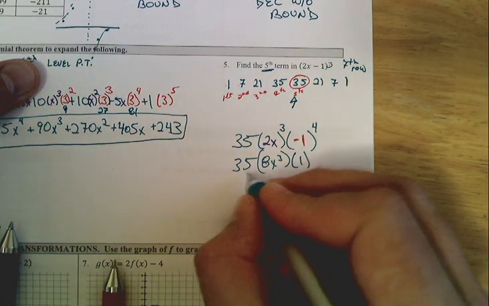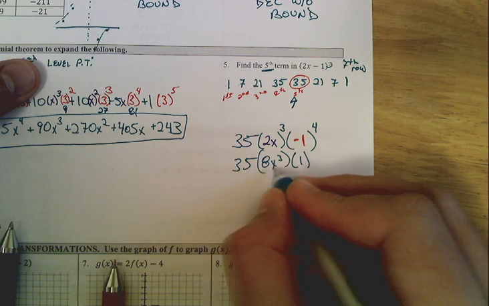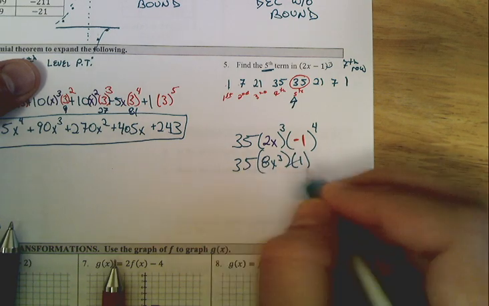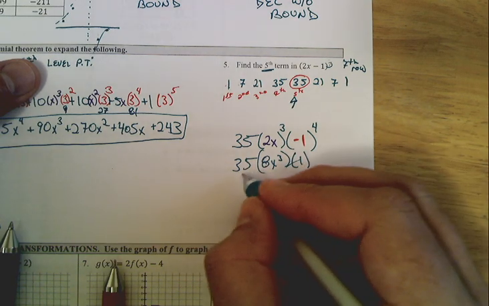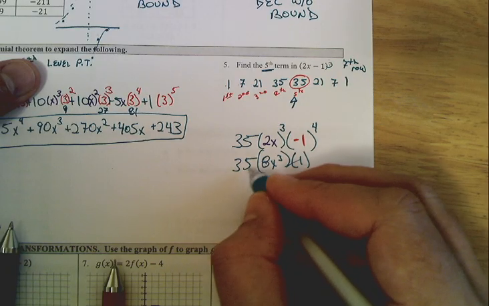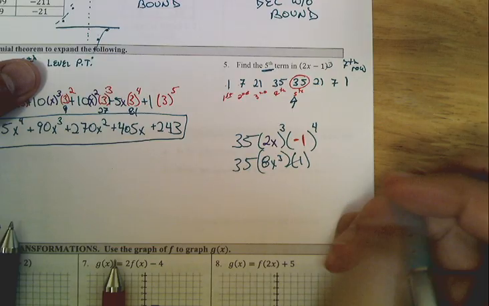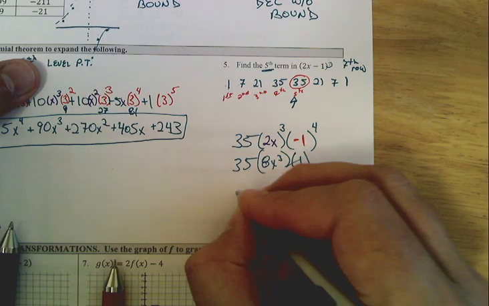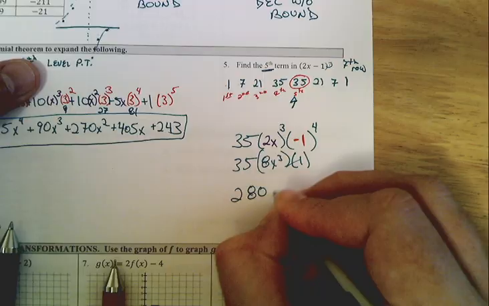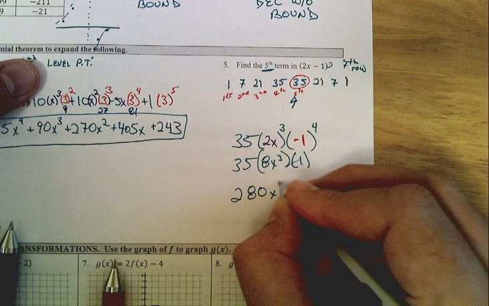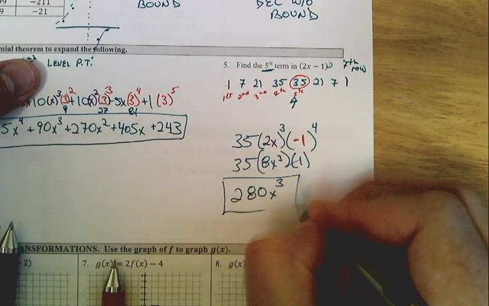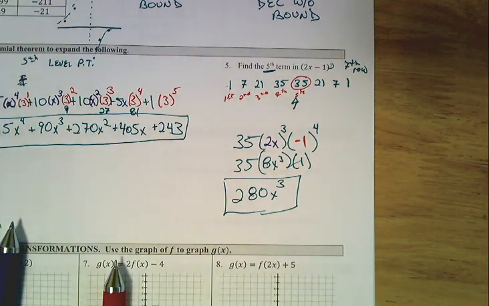So now I'm almost done. I just have to simplify this last part, which is just the 1 doesn't matter. 35 times 8. 8 times 3 is 24, so that's 240, plus 8 times 5, which is another 40, so it should be 280, I believe. Hopefully my mental math didn't fail me there. But 280x to the third. Okay.